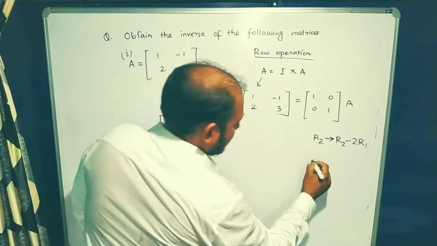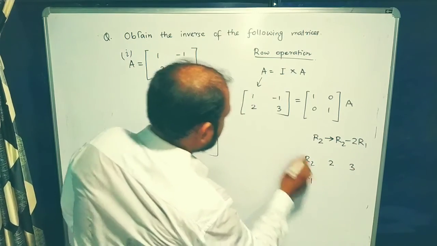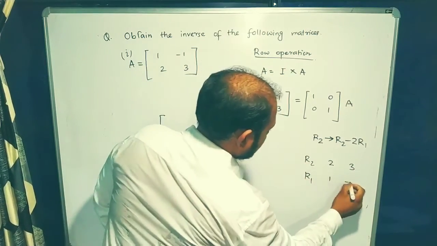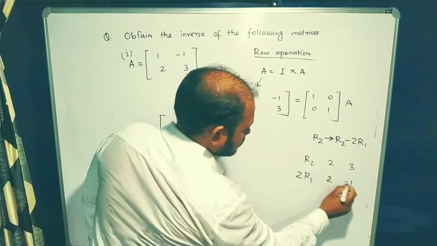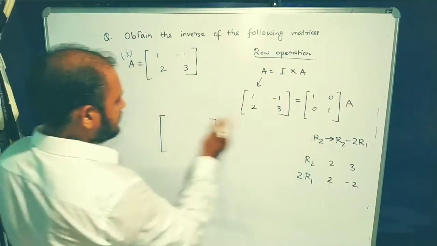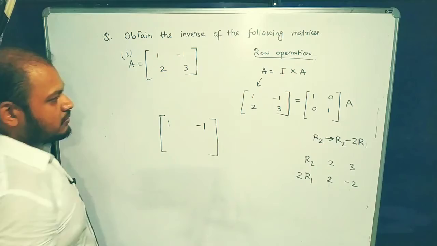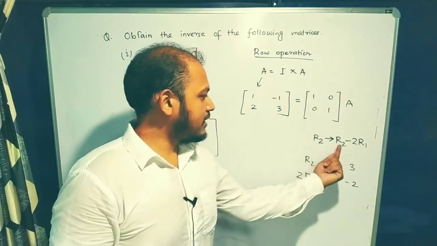What is R2? R2 is 2, 3. And what is R1? R1 is 1, minus 1. Then 2R1 is 2, minus 2. Now R1 is remaining the same, so I am keeping R1 the same here. And look at R2. R2 becomes R2 minus 2R1.